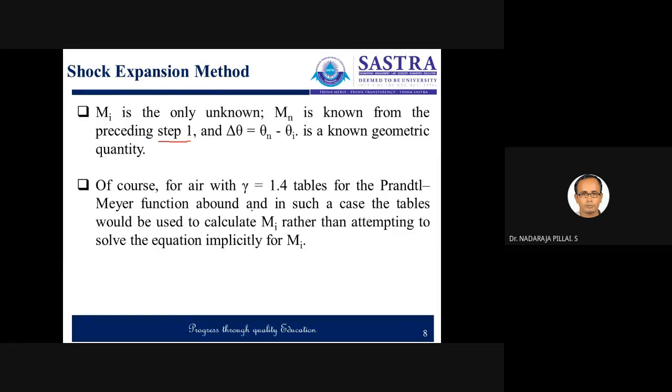Now we know the ratio of specific heats, gamma, is equal to 1.4. We can consider this particular table of the Prandtl Meyer function, and we can calculate Mi directly if we consider the 1.4 table instead of solving the equation, right? Because it is already solved very nicely and the full table is given for the Prandtl Meyer expansion. So Mi can be calculated.